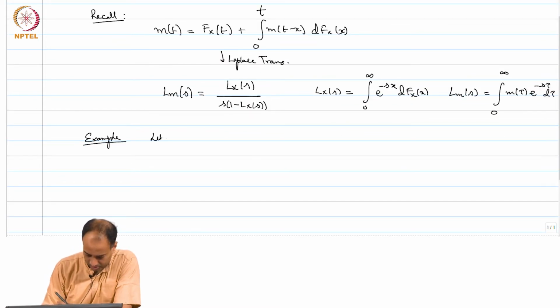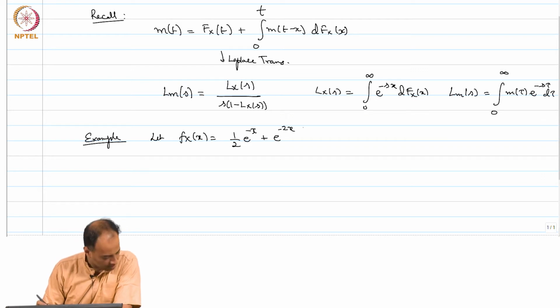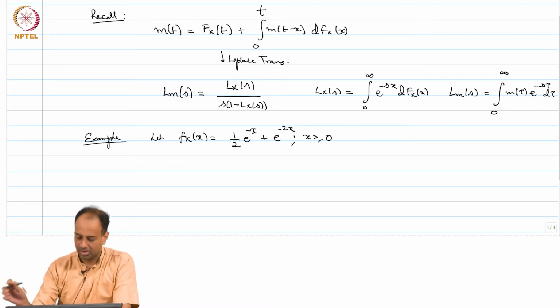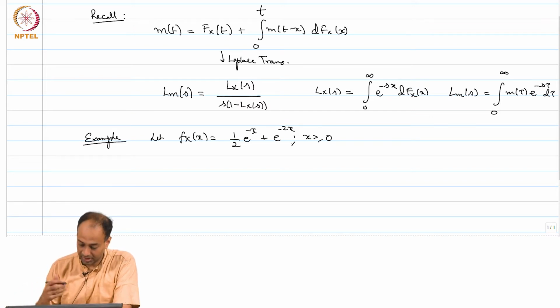Let f_X of x be equal to half of e to the minus x plus e to the minus 2 x for x greater than or equal to 0. So, this is my distribution. My renewal process has inter-arrival distribution given by this PDF. You can verify that this is a valid PDF and all that.